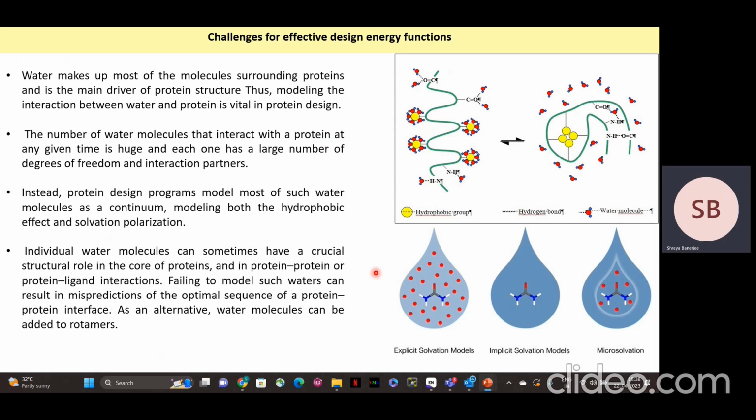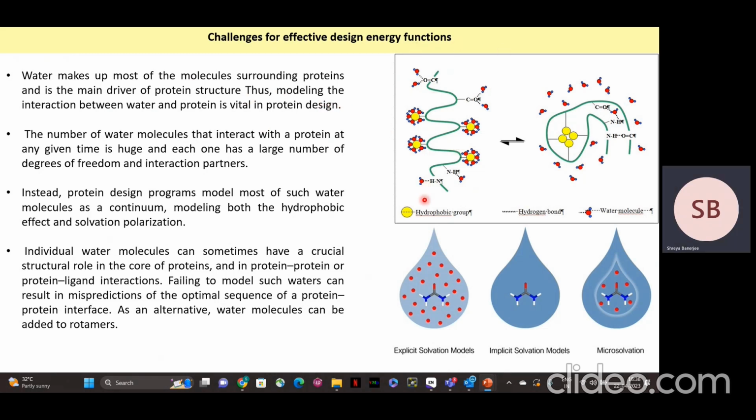There are several challenges for effective design function. Now, as you know, water makes up most of the molecules surrounding protein and is the main driver of protein structure. Thus, modeling the interaction between water and protein is vital in protein design.